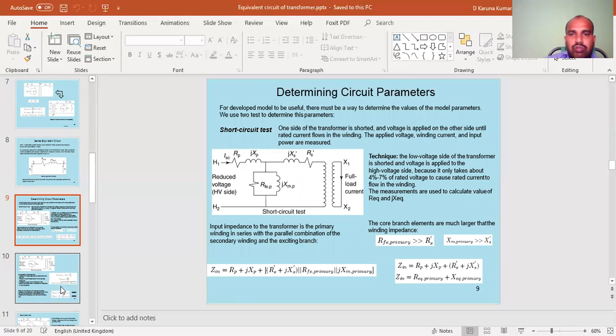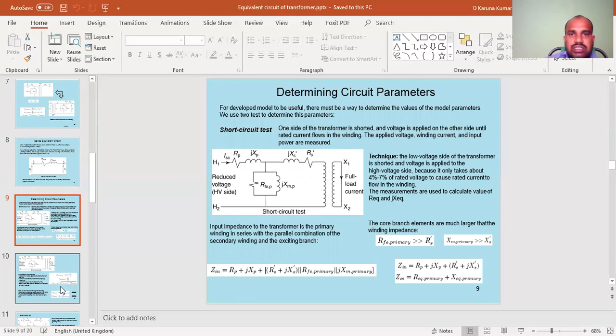So, how to find the circuit parameters, the RP, XP, XS values? By using two tests. The first one is the OC test, the second one is the short circuit test. In the OC test, you have to find out the core losses. In the SC test, you have to find out the copper losses.